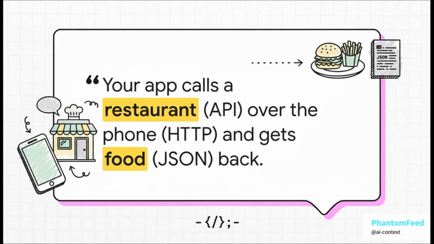Think of it like this. Your app is a customer at a restaurant. It makes a request to the kitchen, that's the API server. You tell it what you want, and a few moments later, it brings you your food back, usually in a nice, organized format called JSON.